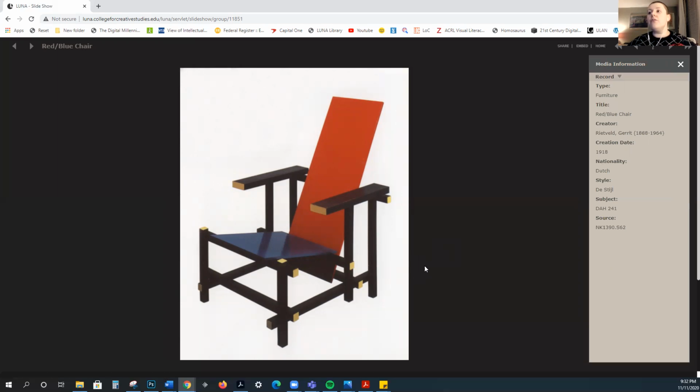So this is a Gerrit Rietveld chair. This is the Red and Blue Chair, and it's made in 1918. And again, this is an example of the De Stijl style.